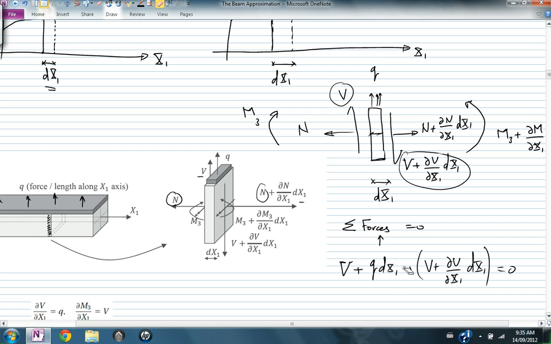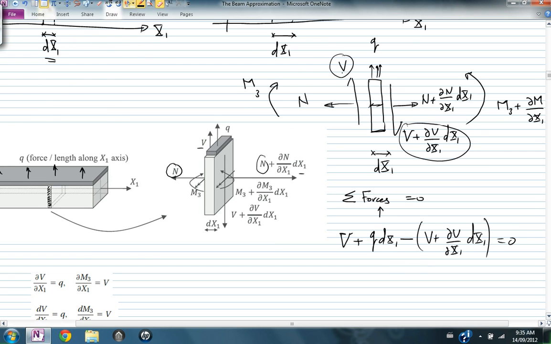Sorry, this is negative, in the opposite direction. Upwards, upwards, and downwards. And from which you will find that V cancels V, and dx1 cancels this delta x1, and you're left with the famous equation that says how the shear changes with the distance is related to your distributed load. And since we're looking at things in plane, and the only variable is x1, I don't look at x2 and x3, I can replace the partial with the total derivative, dV by dx1. And this is the first equation of equilibrium.